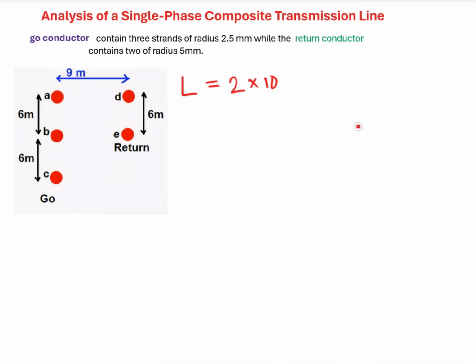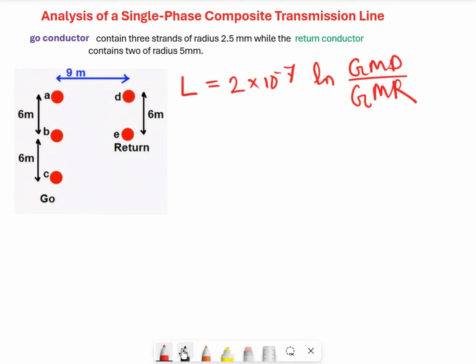So 2 into 10 to the power minus 7 ln GMD over GMR. GMD is the distance between go and return circuit, which is A to D, B to E, same as E to C. These distances are actually the GMD, and GMR is actually the distance between the individual go and the return circuit.